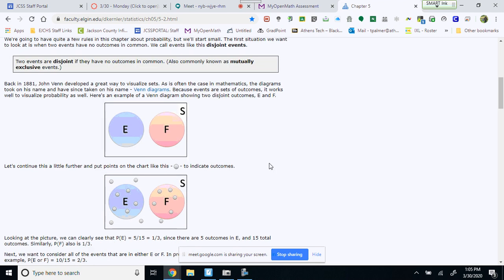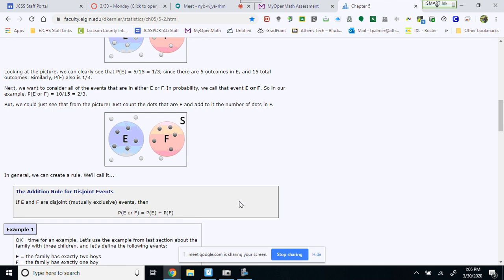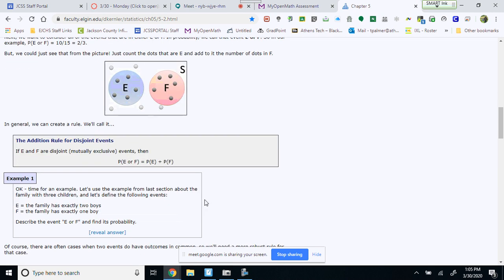It gives you some links. It talks about some stuff here. It goes through the addition rule for mutually exclusive events, which is also known as disjoint events: the probability of one plus the probability of the other. It's the addition of it, right? And it's an OR. This one or that one, okay? Because we're doing the addition one, the main keyword is OR.